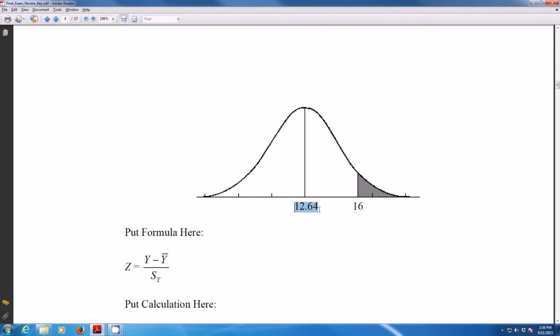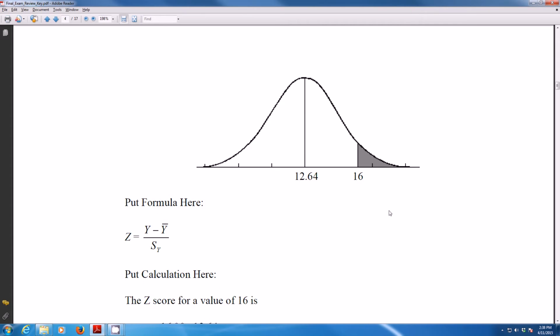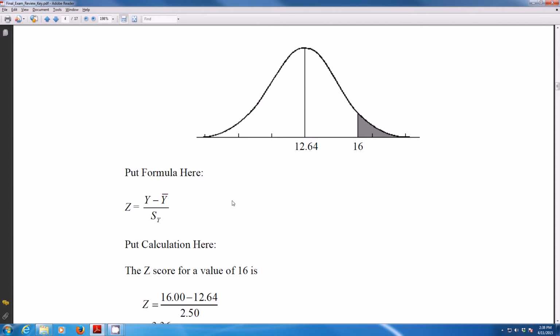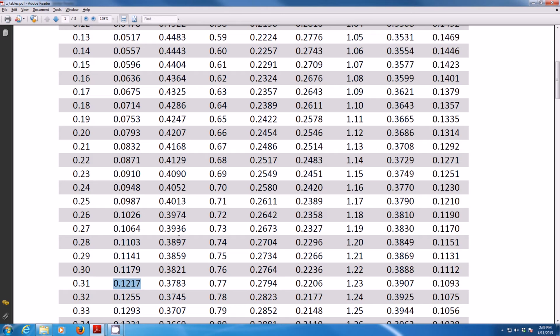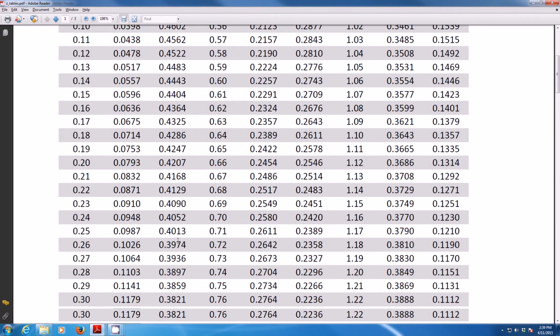If our mean is 12.64 and we're looking for the area beyond 16, we're basically looking for an exterior area beyond the z-score. And so we're going to be looking at column C in the table. To answer this question, we'll take 16 and turn it into a z-score using this formula, which tells us to take the raw score, subtract the sample mean, divide by the sample standard deviation. So that tells us to take 16 minus 12.64 divided by 2.5, and that gives us a z-score of 1.34. And so we're going to have to look up 1.34 in the standard normal table and look for column C. It's going to be the area beyond the z-score.